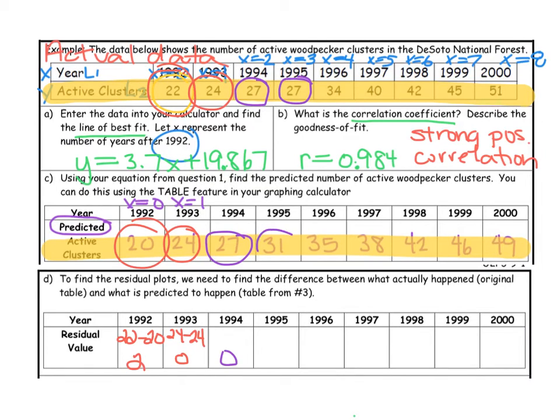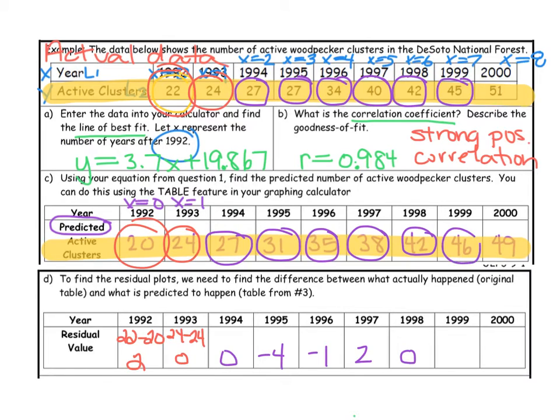If I do 1994, it would be 27 minus 27, so our residual value is 0. 1995 is 27 minus 31. That gives us a residual value of negative 4. 1996, it's 34 minus 35. That gives us negative 1. 97 is 40 minus 38. That gives us 2. 98 is 42 minus 42, gives us a residual value of 0. 99, 45 minus 46 gives us a negative 1. And then in the year 2000, it's 51 minus 49, which gives us a residual value of 2.